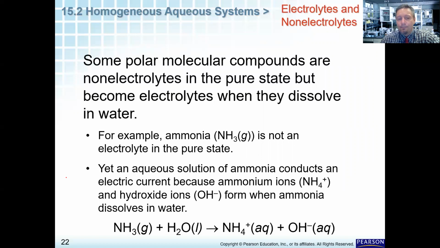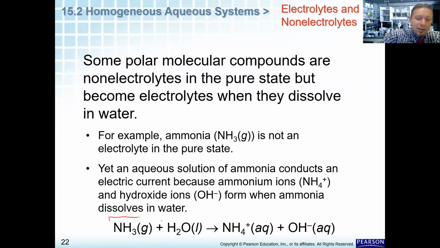So ammonia is not an electrolyte in its pure form, and this is a molecular compound. It's not an ionic compound, but it's a polar molecule. But this right here is the basis of acids and bases, and we're going to touch a little bit on that in the last 2 weeks of school, which is acid-base chemistry. It's very important. And this right here is the base.